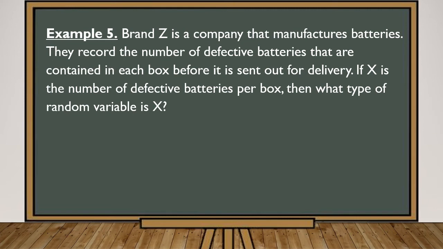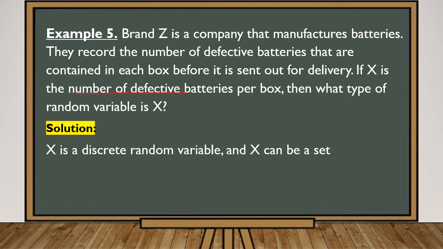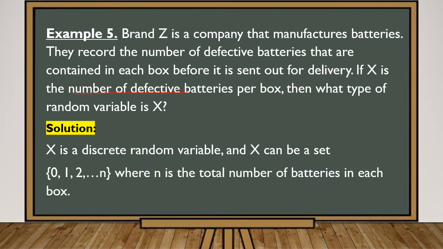Now, what is our random variable here? The random variable here is the number of defective batteries per box. Upon checking, they see how many defective batteries are in the box. Now the question is, what type of random variable is X? Our X is the number of defective batteries. So X is a discrete random variable, and X can take a set of values 0, 1, 2, and so on up to N, where N is the total number of batteries in each box.